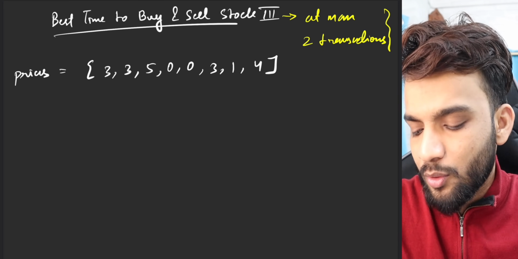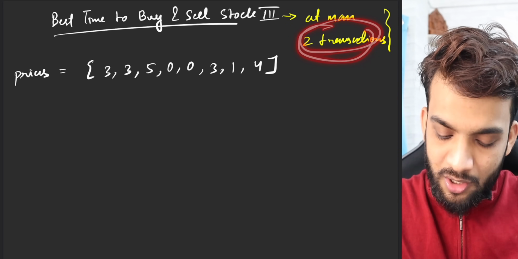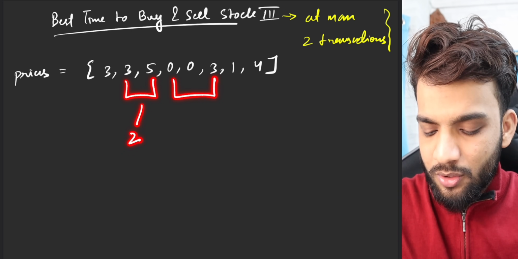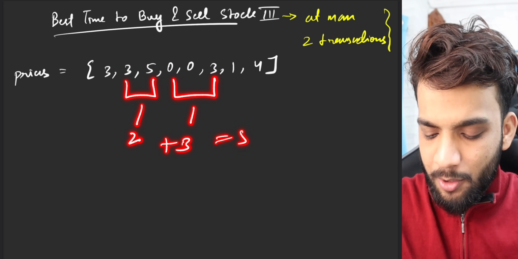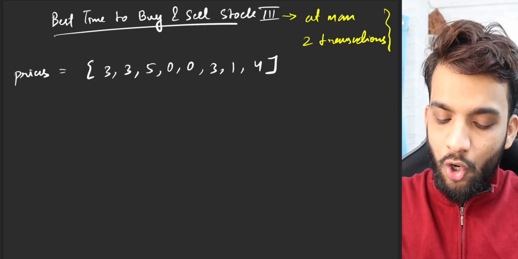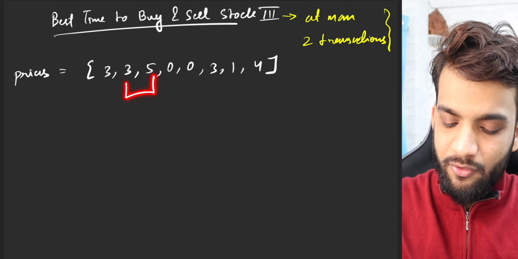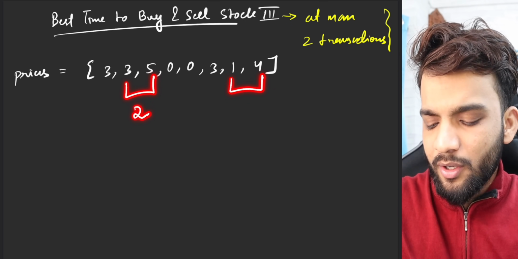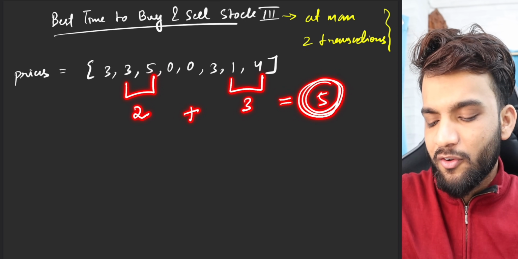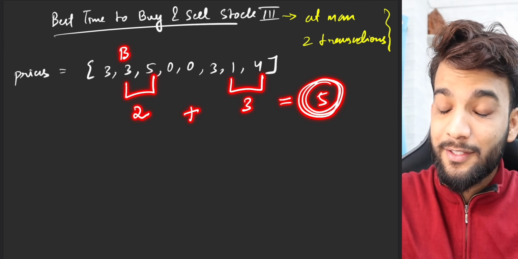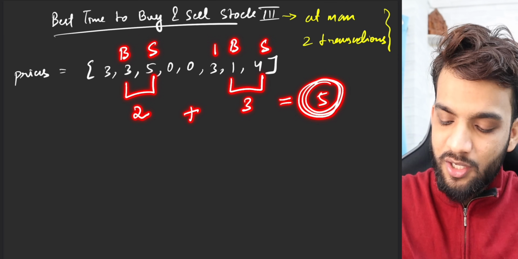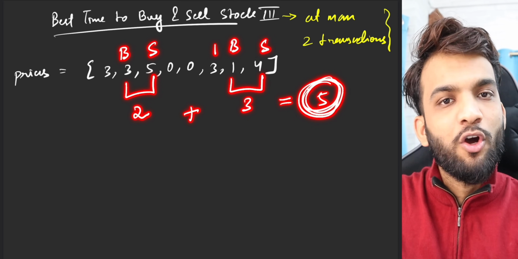So how can you do at max 2 transactions? Probably you can say, I can do this, I can do this. Then you'll get 2, then you'll get 3, which makes it a total profit of 5. In this way, you can do 2 transactions. Or you can say, I'll do a transaction here which will give me a profit of 2. I'll do a transaction here which will give me a profit of 3. Hence, I'll get a total profit of 5. Basically, buy the stock here, sell the stock here, buy the stock here, sell the stock here. It will give you a profit of 5.